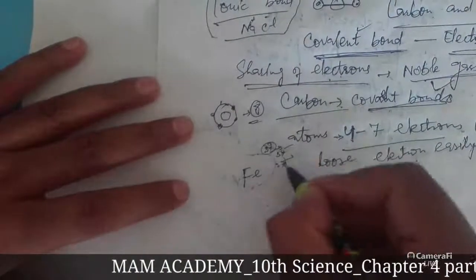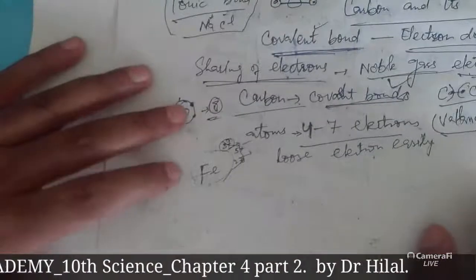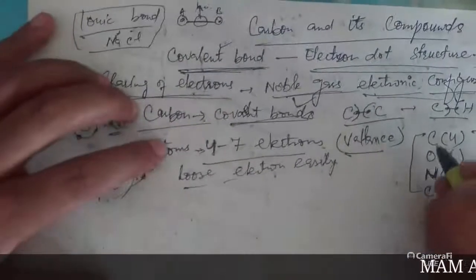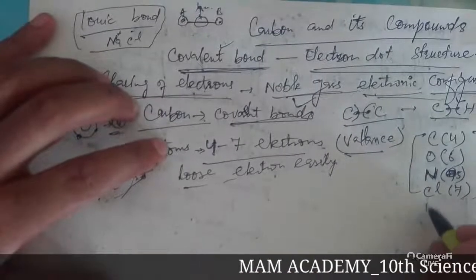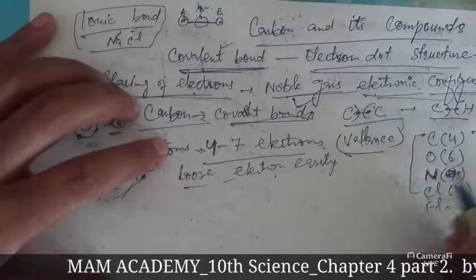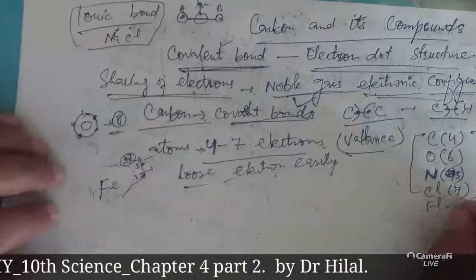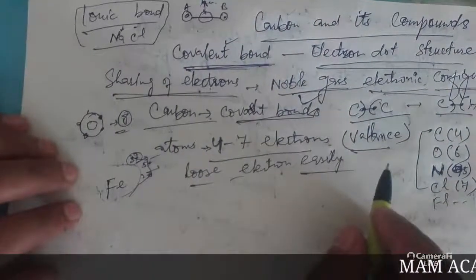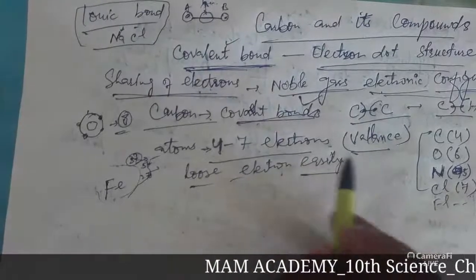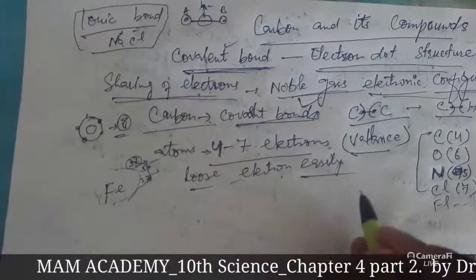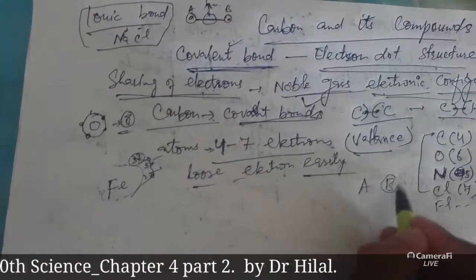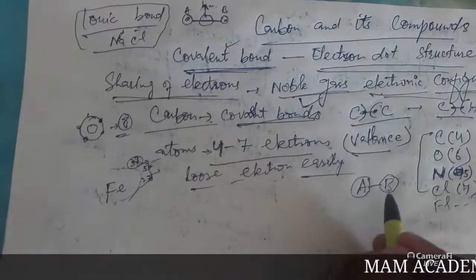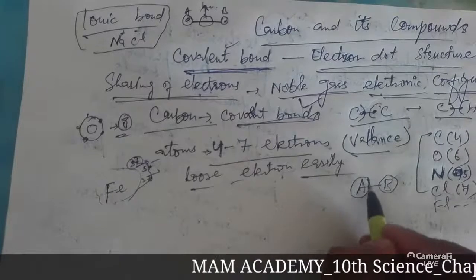That is why it forms ionic bonds. But elements like carbon, oxygen, nitrogen, chlorine, and fluorine don't have this property. They cannot lose electrons easily. If two combining atoms, for example A and B, want to make a covalent bond between them, they should not lose electrons easily.